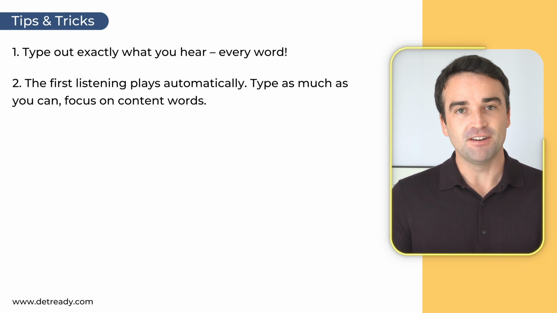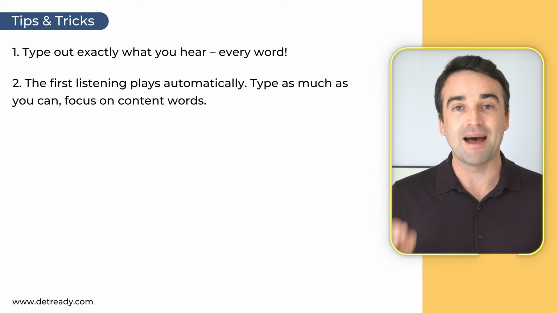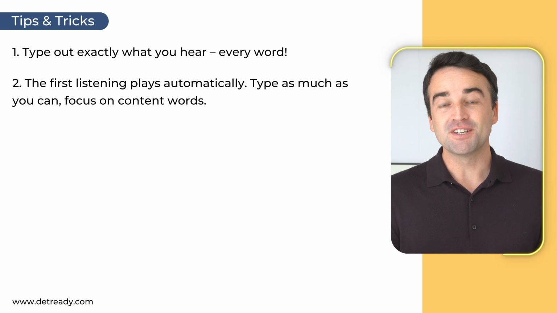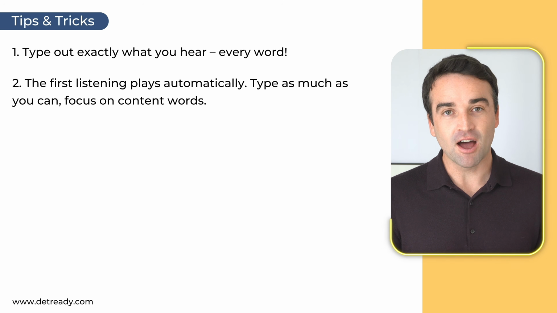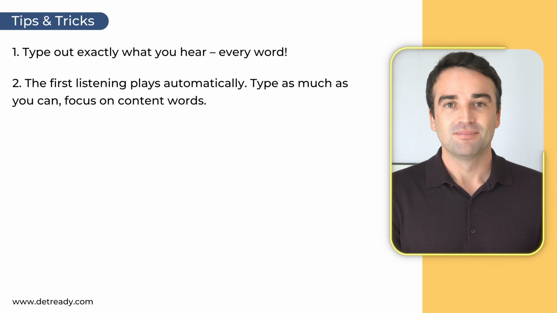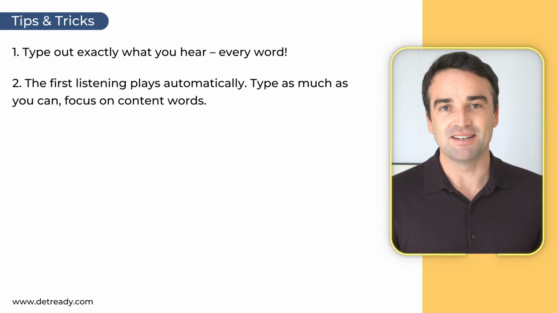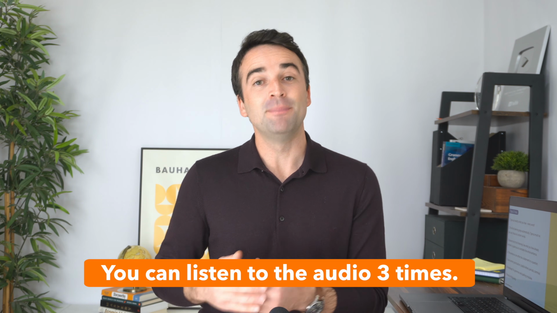When you're taking the official exam, when this question type appears, the first listening will automatically play. And it's important that you know that it will play automatically so you can be mentally prepared for that. For the first listening, it's important that you try very hard to type out as much as you can, especially content words. Content words are nouns and verbs. They are the important words in the sentence. So even if you don't hear everything first time, try to type out as much as you can, especially those content words.